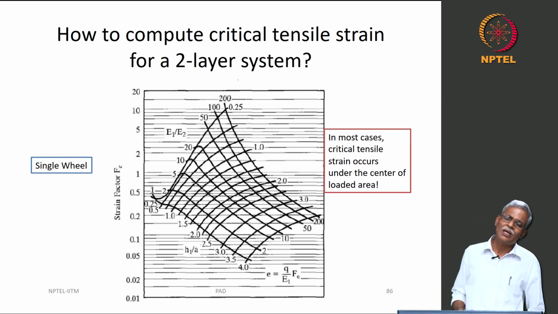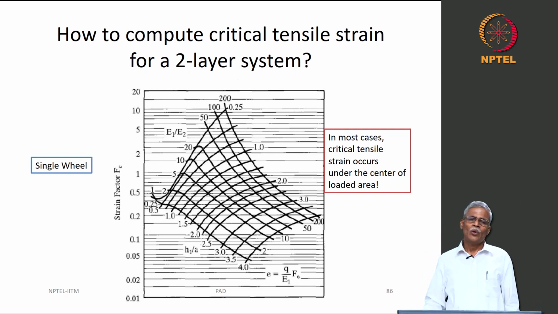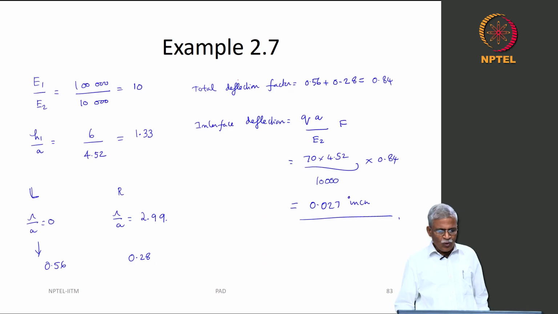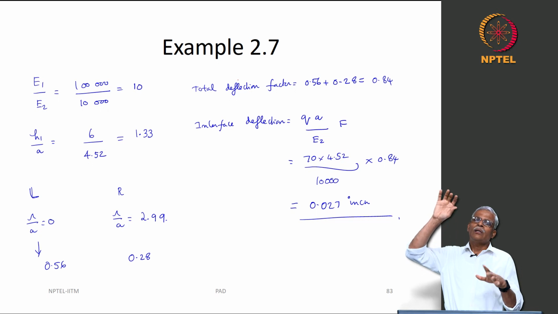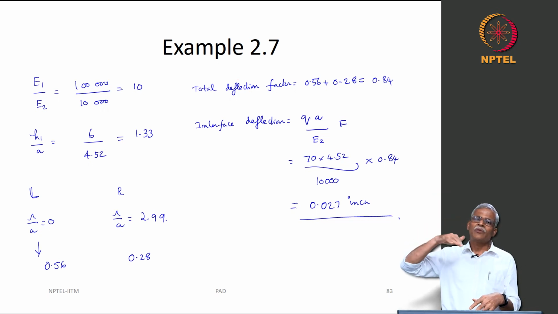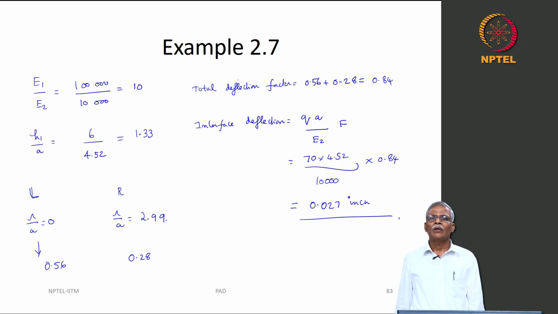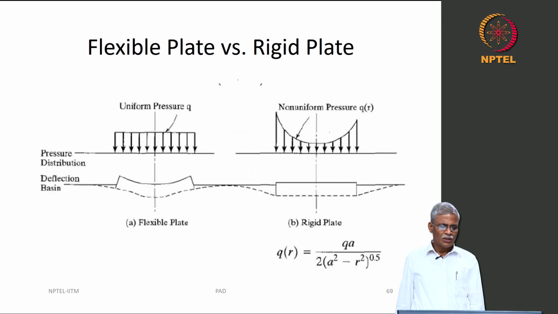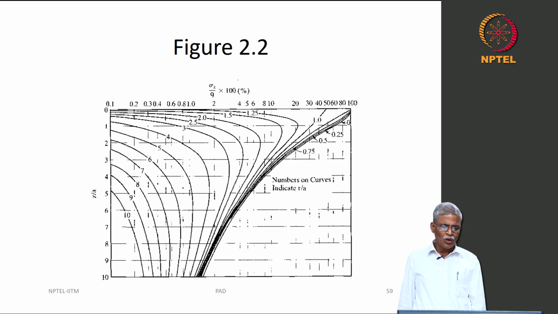Now, let us try to see how we can compute this critical tensile strain for a 2-layer system. I hope I made the connection very clearly. If not, I will repeat it once more. What we have been doing is using these charts to find out vertical stress, interface deflection and many other things. If you recollect, we had many charts here, right. Let us take a look at all these charts. So, we know how to compute it.